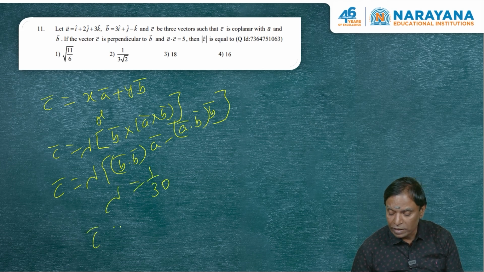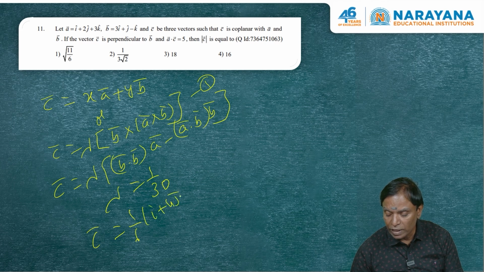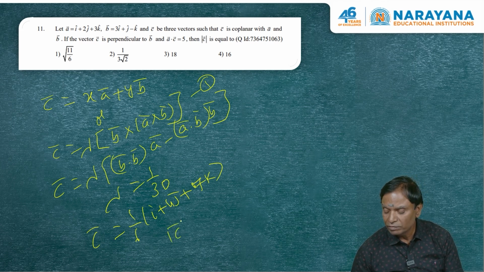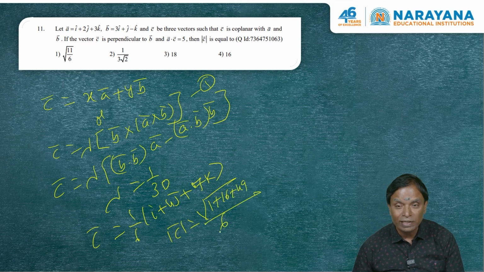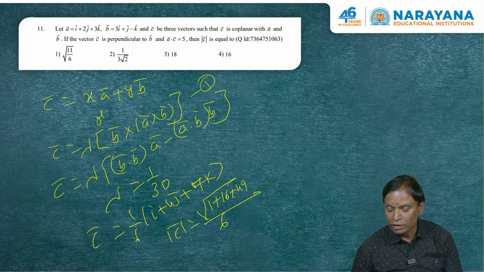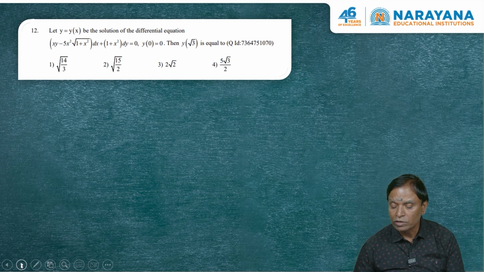You will get the vector C bar by substituting 1 by 30 in equation number 1. You will get C bar as 1 by 6 into (i plus 4j plus 7k). Then you can calculate the modulus of C, which is nothing but root of (1 plus 16 plus 49) by 6, which is nothing but root 76 by 6. You can look into that. Okay, we will go to the next question.